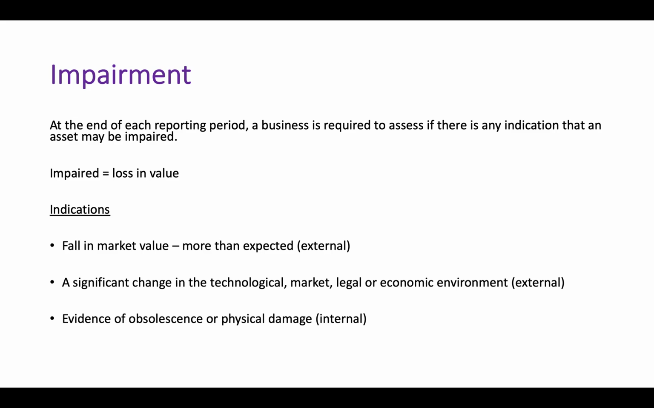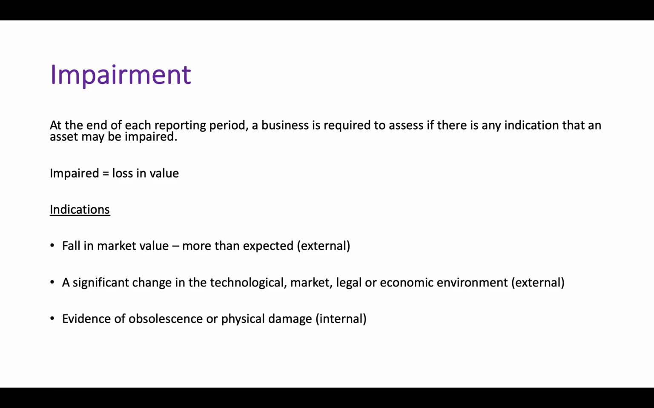Second indication, an external one as well, is a significant change in the technological, market, legal or economic environment. It can be, for example, there's a metro express project that a certain town is going to be affected by, and therefore the houses near the metro might have less value now because of the noise and pollution. Therefore, the prices of these houses might be impaired as well.